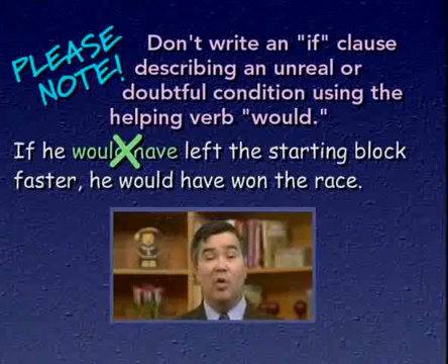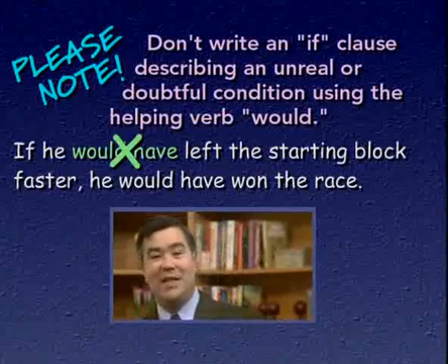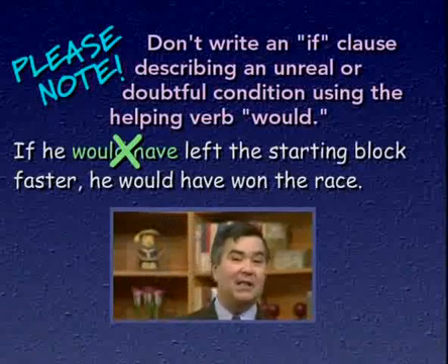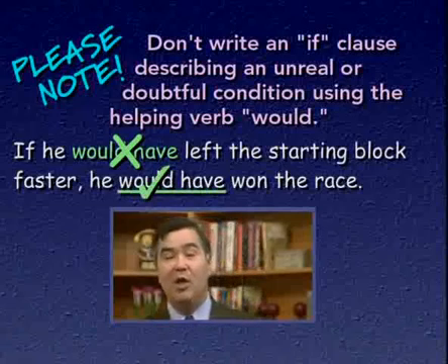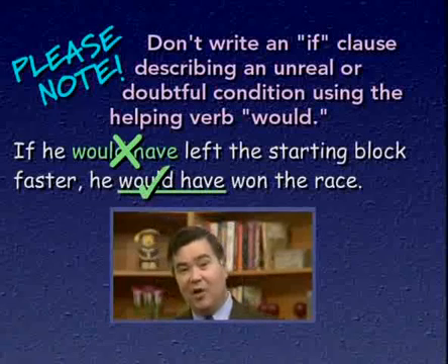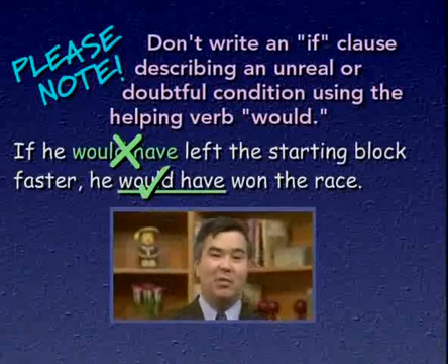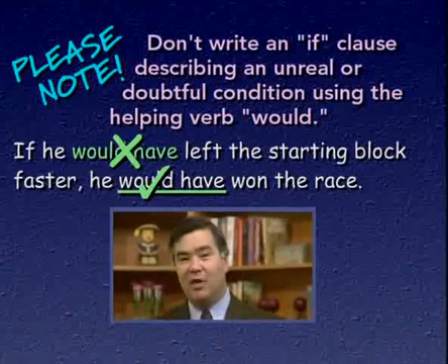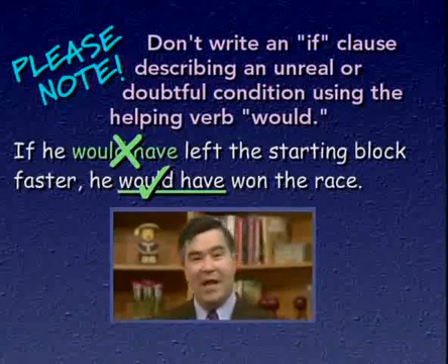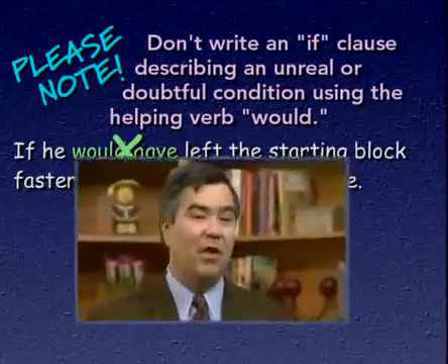Notice that the verb would does appear in the other clause. He would have won the race. And that's the correct use of the helping verb would. But in the if clause, you use the subjunctive mood, which doesn't include the helping verb would. So avoid that little error that people sometimes fall into.